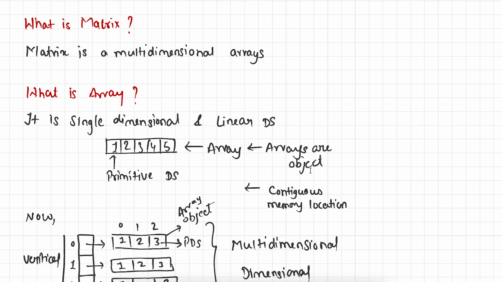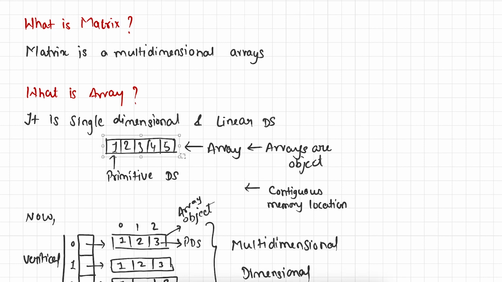Array is a single dimensional linear data structure. So what does it mean by single dimensional and linear? It is simple. In linear data structure, we organize data in a sequential manner. That is why we call it linear data structure. And why do we call it single dimensional? Because we can traverse this data structure in only one direction, either from left to right or right to left. Now here you can see that this is an array.